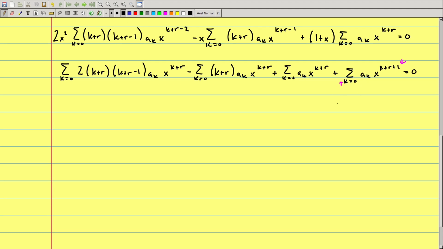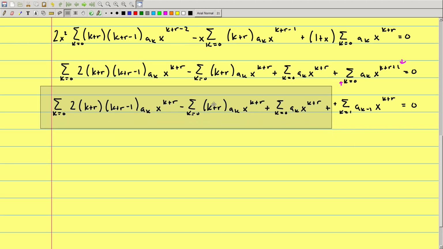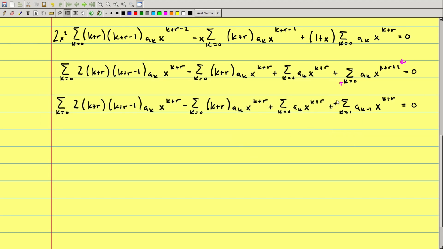Okay. And so what this will become is the sum starting at 1 now. And we're going to have a_{k-1} x to the k plus r because that has been reduced by 1. All right. The rest of this stuff gets copied down. All right.